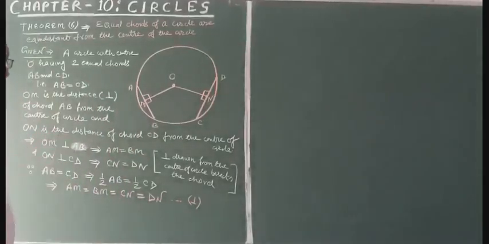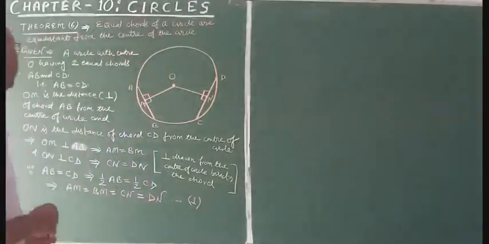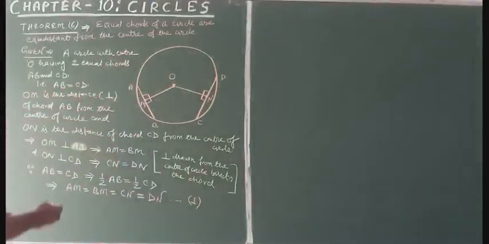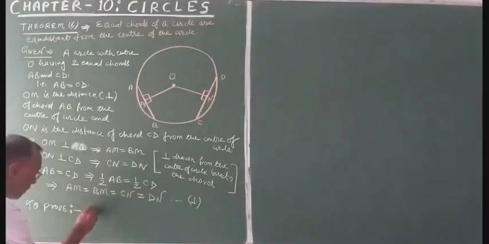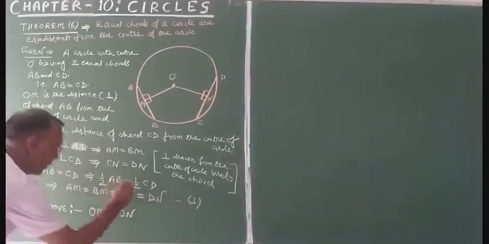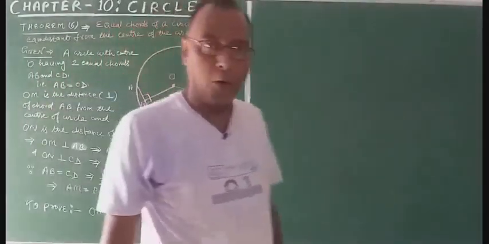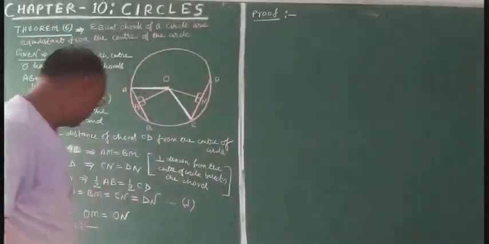All these things are given in this question. Now the question is this: what we have to prove? These chords are equidistant from the center of circle. Now what we have to do? To prove what you have to prove, OM is equal to ON. Is it there? What you have to prove? OM is equal to ON. Now the construction work.